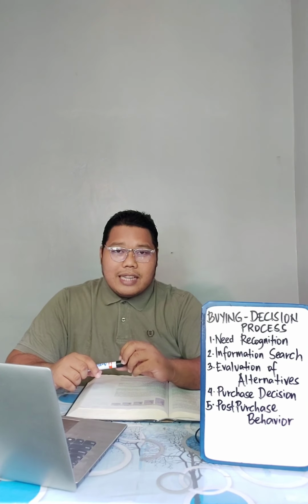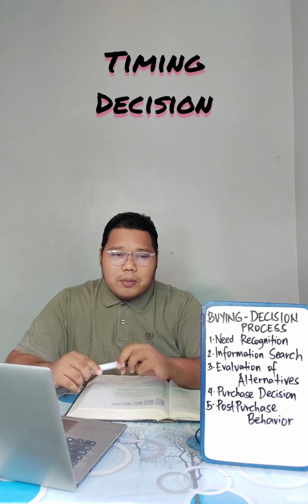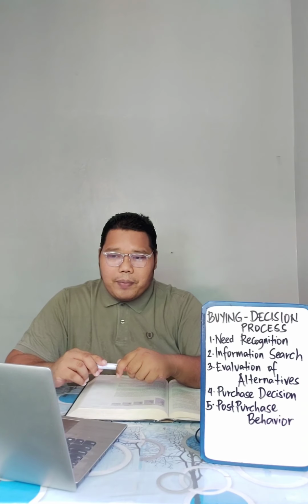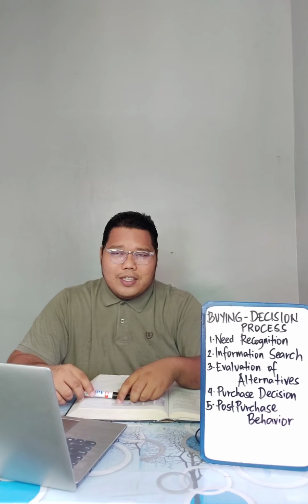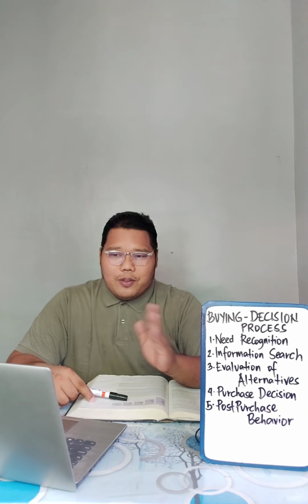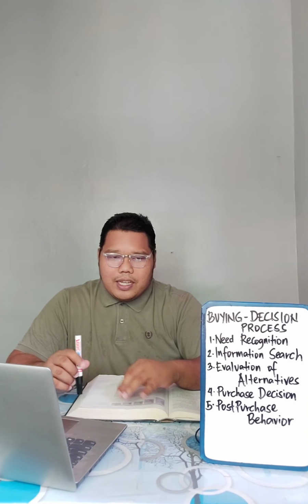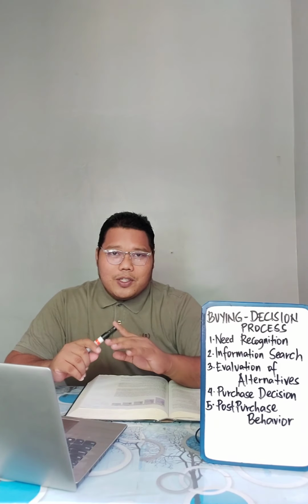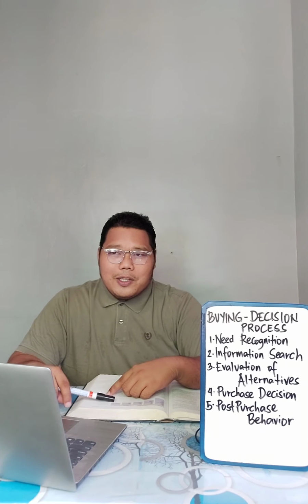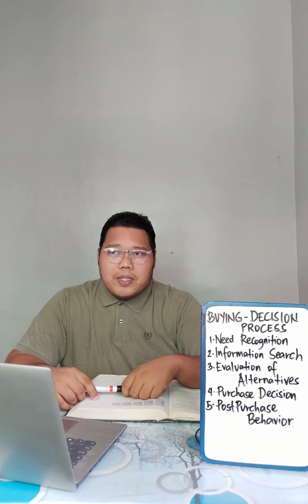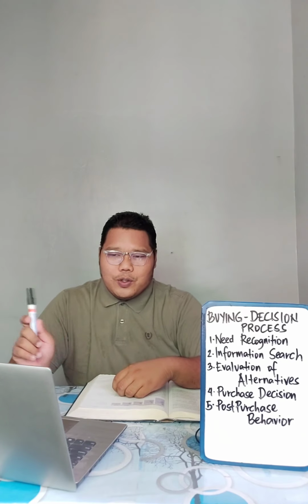The fourth one is the timing decision, which can be influenced by the store atmosphere or environment, time pressures and constraints, and the presence of a sale, a weekend sale, for example. There is a sale next month or next weekend or next Thursday, and of course, the shopping experience. And the last one is the payment method. So how do you want to pay? Via cash, credit card, debit card. So those are the 5 sub-decisions that you need to make when you have your purchase intention already.